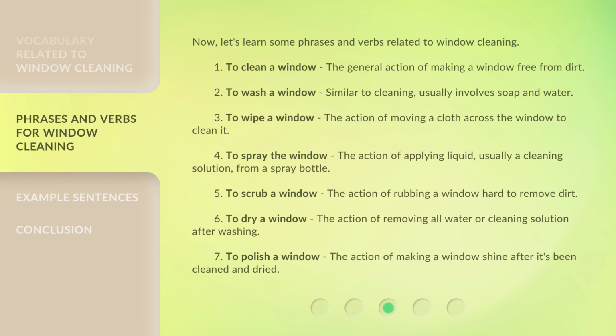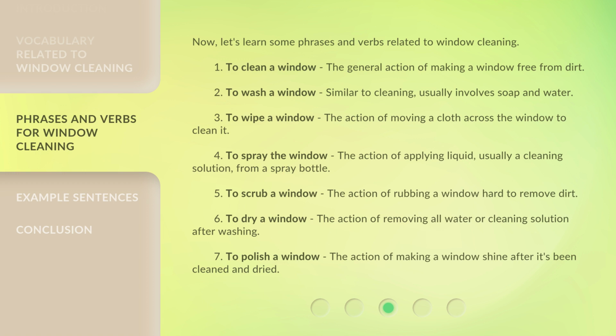Now, let's learn some phrases and verbs related to window cleaning. 1. To clean a window, the general action of making a window free from dirt. 2. To wash a window, similar to cleaning, usually involves soap and water. 3. To wipe a window, the action of moving a cloth across the window to clean it.